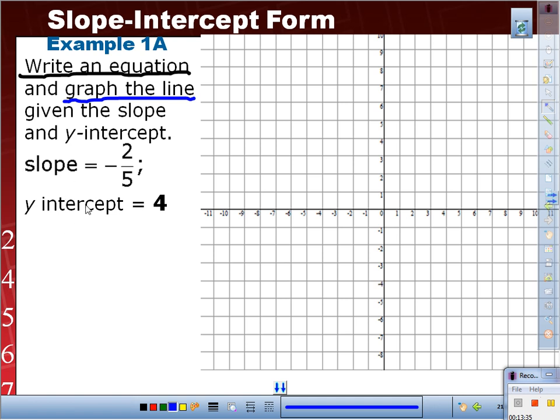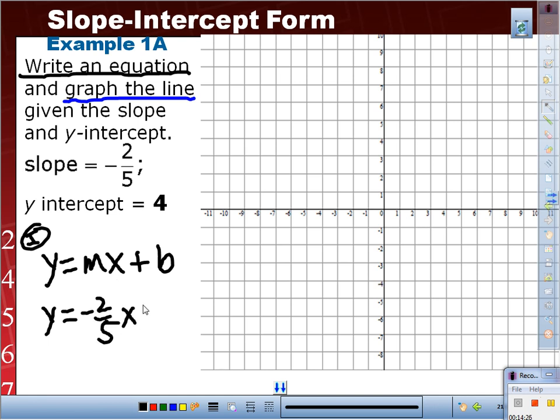To write an equation given the slope and y-intercept, I need to write my slope-intercept form first. So everyone, what is my slope-intercept form? y equals mx plus b. That's the very first thing we need to do. And you're just paying attention right now. Ready? The second thing we need to do, now that we have our equation form and our values, all we have to do is substitute in there. So, y equals, instead of m, what goes there? -2/5, bring down the x, plus, what is my y-intercept? 4. And here's my equation. Am I done with the first part?